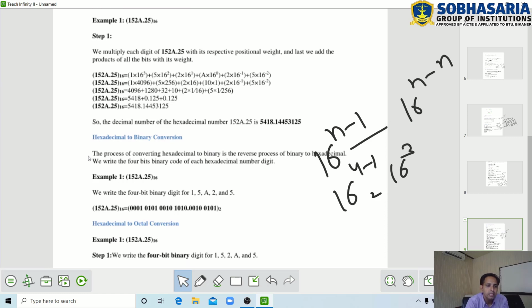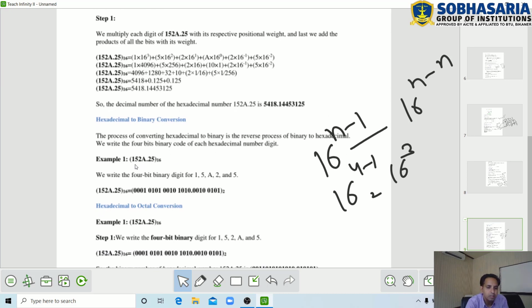Now we take the hexadecimal to binary conversion. The process of converting hexadecimal to binary is the reverse of binary to hexadecimal. So we write the 4-bit binary code of each hexadecimal digit. Here for this example we write the 4-bit binary digits for 1, 5, 2, A and 5. The 4-bit number for 1 is written as 0001. The 4-bit number for 5 is written as 0101, again with the help of 8421.